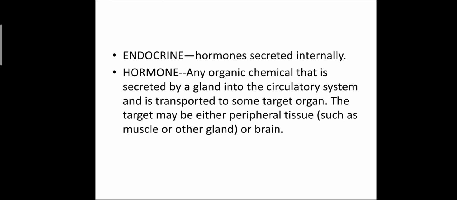Endocrine function: some hormones are secreted from the placenta internally. As we know, a hormone is an organic chemical that is secreted by a gland into the circulatory system and transported to the target organ. The target organ may be either peripheral tissue or the brain.